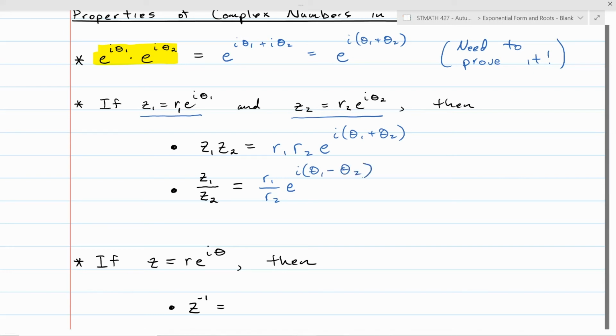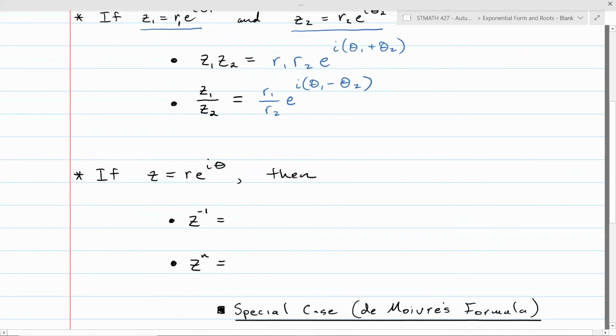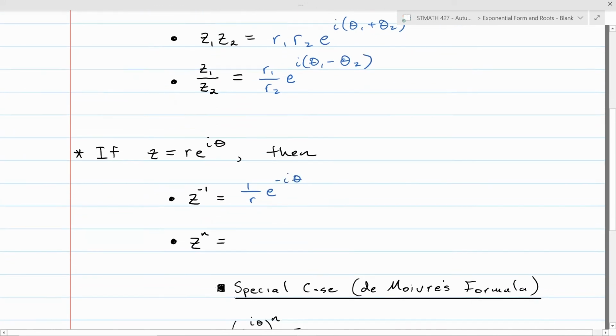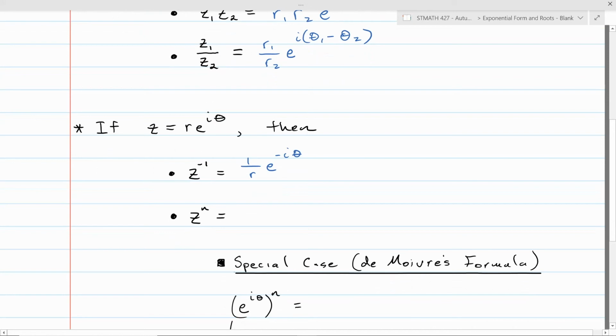These exponential forms of complex numbers are acting exactly the way you would think they would with respect to multiplication and division. And as special cases of this, if you look at the inverse of z, z to the negative 1, we can think of that as 1 over z. So what you're going to end up with is 1 over r times e to the negative i theta. It wouldn't be hard to do an inductive argument to show that when you take z and raise it to the n, you get r to the n times e to the i times n theta. But I hope what you're recognizing here is that these complex numbers are acting just like real numbers act.